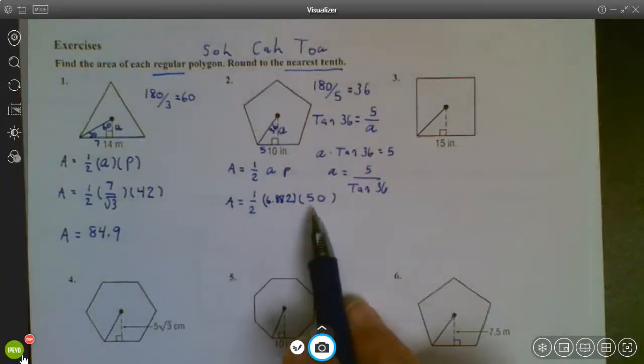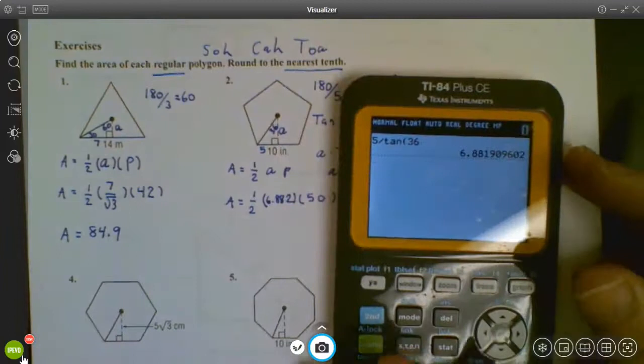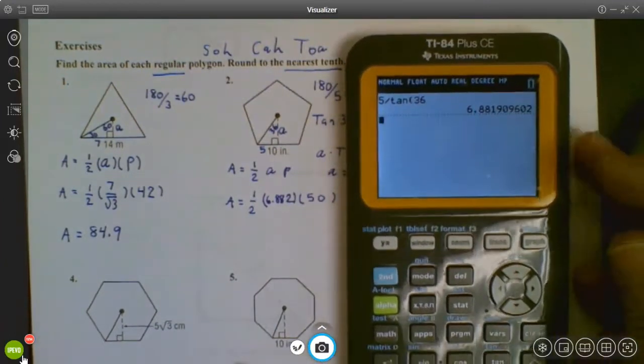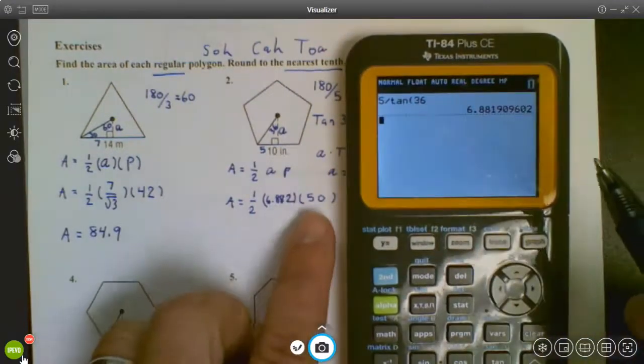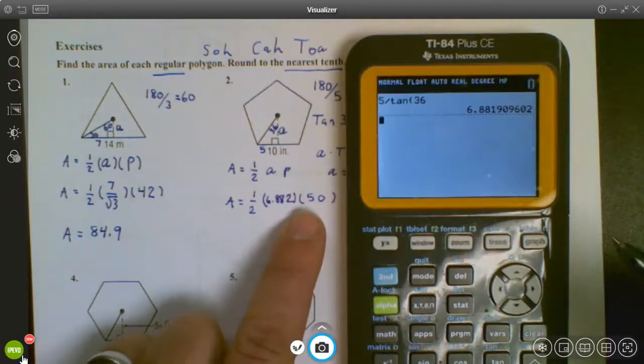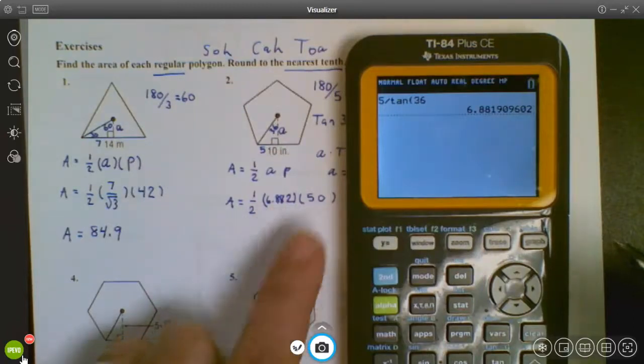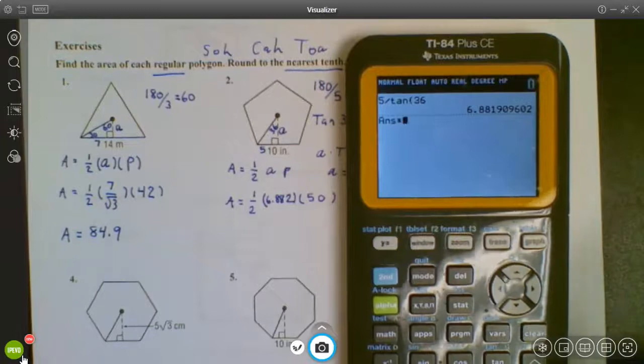So there's the full information. Now we can go ahead and just plug it into the calculator. And guys, to be honest, what I do is I don't round at all. I just take the answer that's already in my calculator and apply it to this. I know that half of 50 is 25. So really all we're doing is multiplying our apothem times 25. So all I'm going to do is hit times 25 so that I don't have to round this at all, and now I know for sure that this is the accurate answer. So if we round that to the nearest tenth, we're going to call it 172.0.